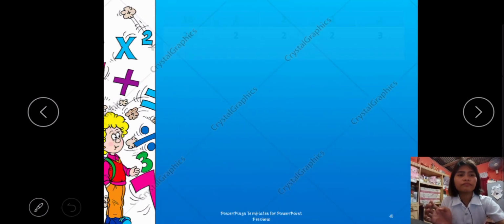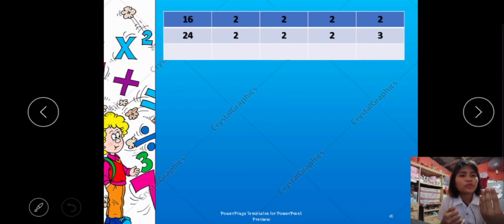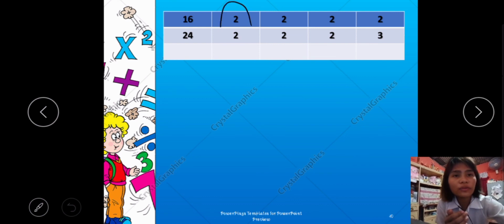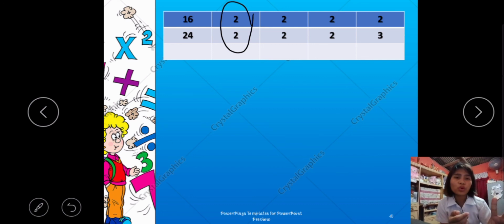Next, to find the LCM of 16 and 24, we need to multiply all the prime numbers that we factored earlier. So, as you can see in this table, we have 2, 2, 2, 2 in number 16 and 2, 2, 2, and 3 in number 24. You will see that if some of them are the same, for example our first row, they both have 2. So, we will consider it as only one.